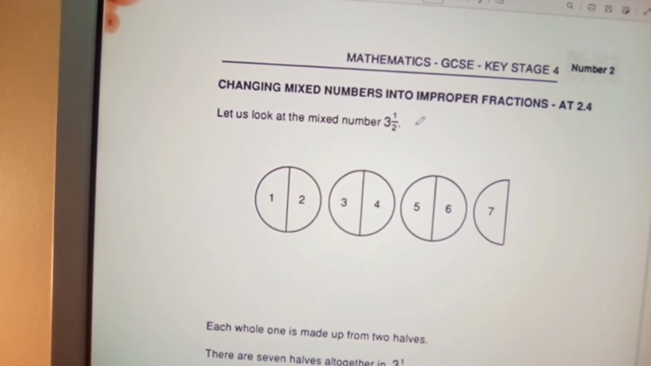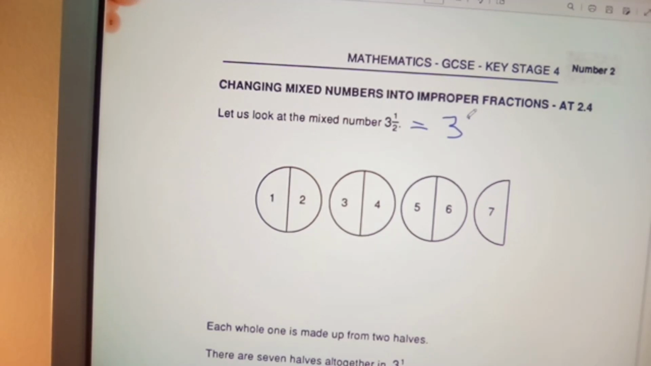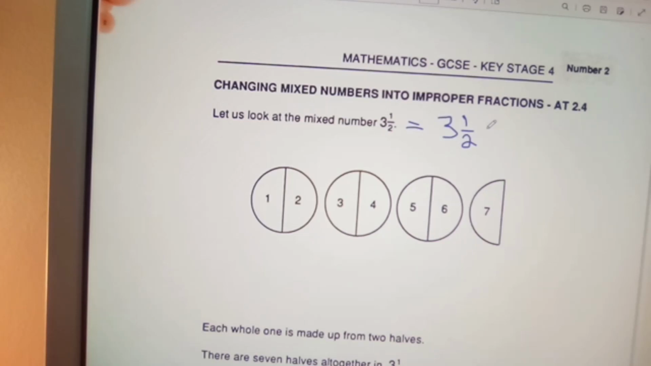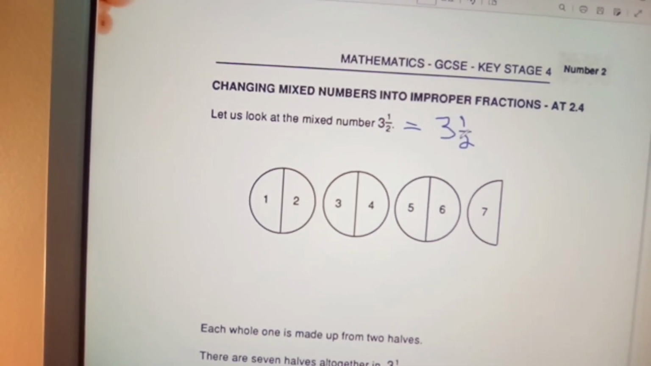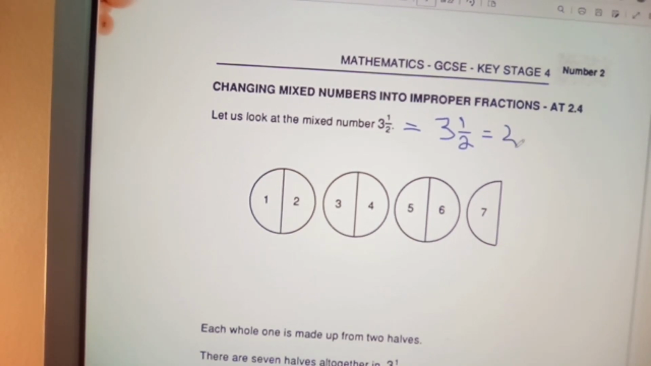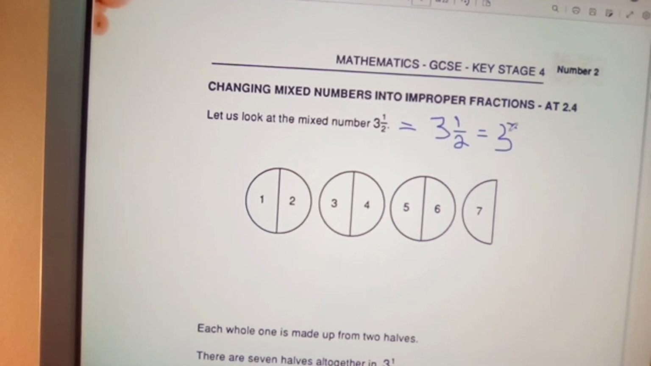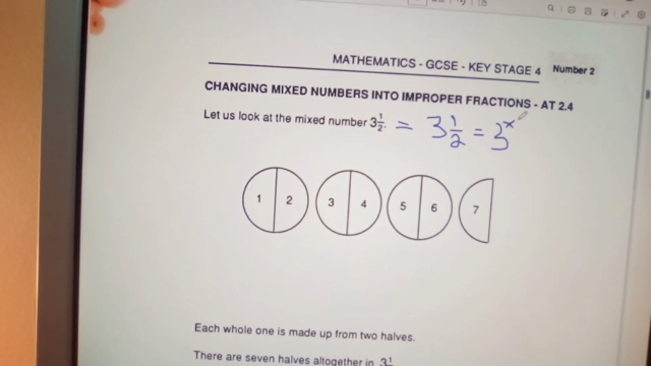We have 3.5, and we need to bring it to an improper fraction. So this one, I'm going to put the equal sign here, equals 3 and a half. That's going to be equal to, so we times the 3 by 2. So what we're going to do, that's going to equal 3 times by 2.